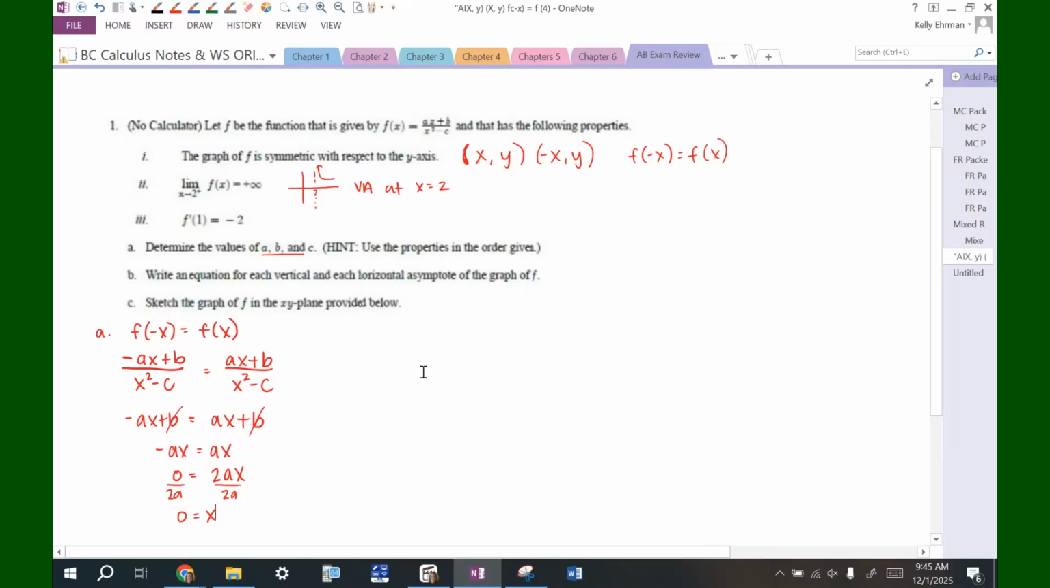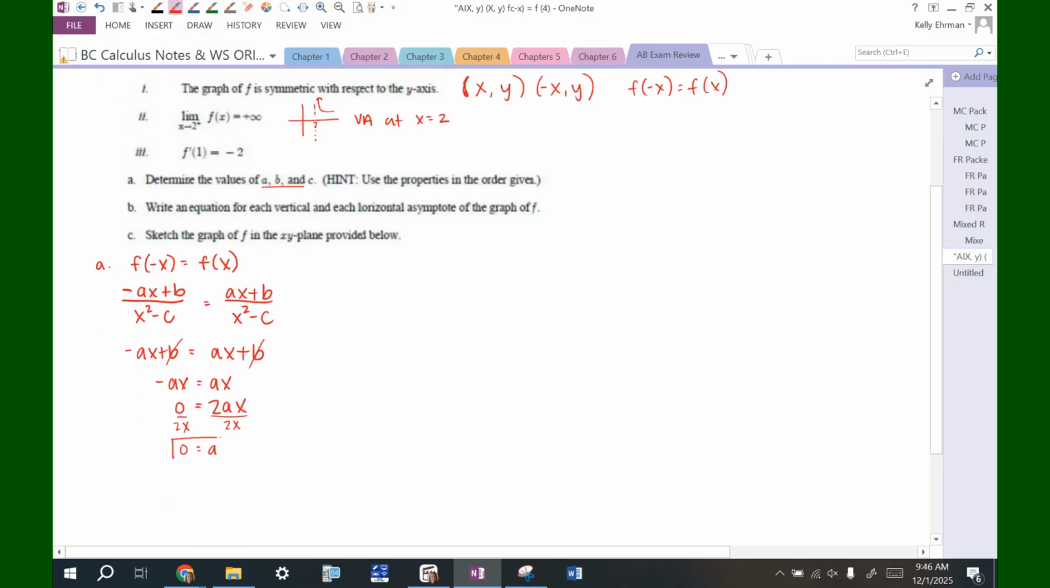I'm sorry, not trying to solve for x, I'm trying to solve for a. So sorry, let me go back here. Back to 2a times x. So this is true if a is equal to 0, right? We can divide by 2x. Okay, so a is 0.